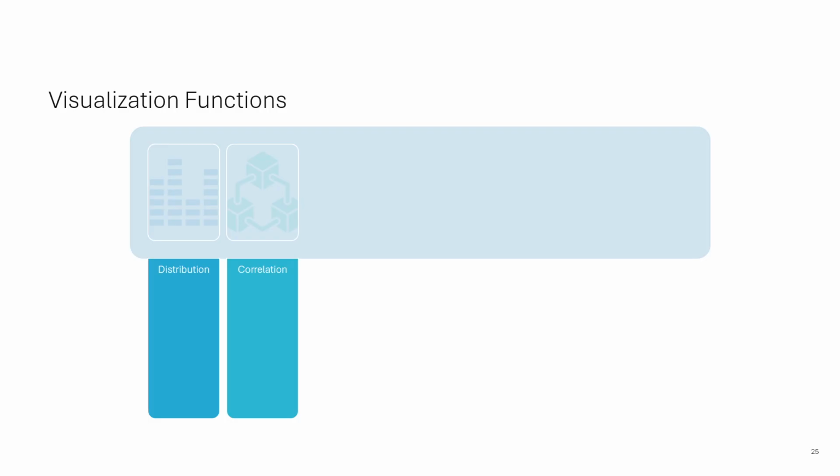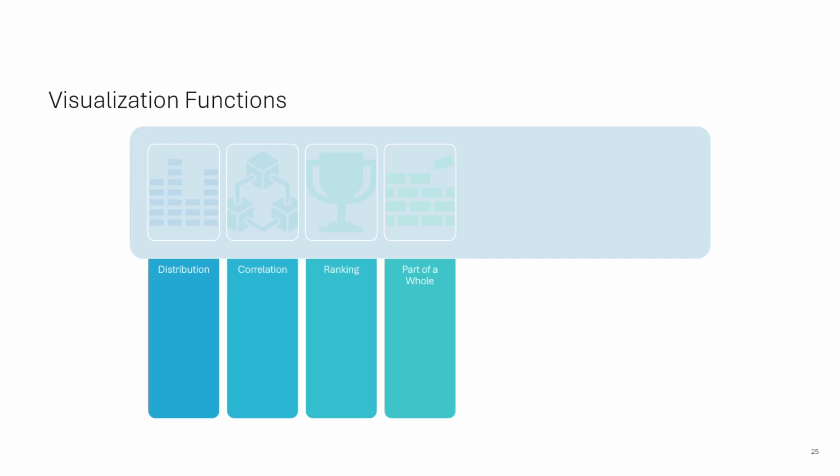Are they not related at all? Then those are really important ways. Ranking: what is more than the other one? Yes, what has more observations, what has more weight, what is more important.